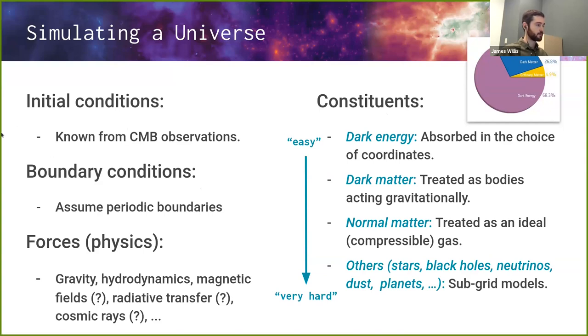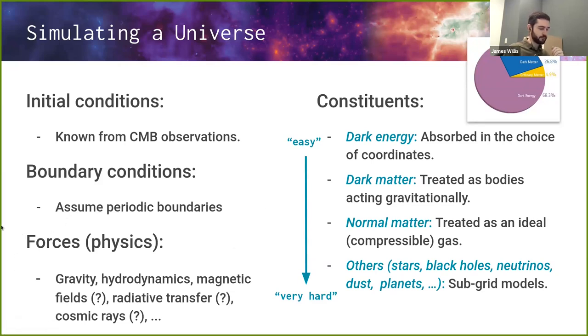And from that, we impose a set of conditions. So the boundary conditions: we assume they are periodic, and space is homogeneous, so it looks the same everywhere, every which way we look. So we can assume these periodic boundary conditions. So then we have all of these dark matter particles, these normal matter particles.